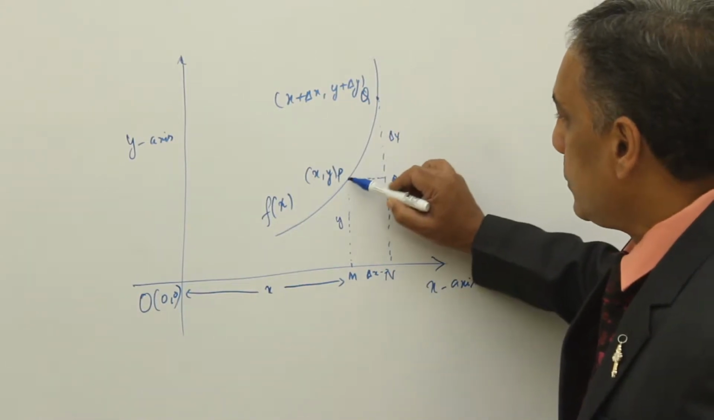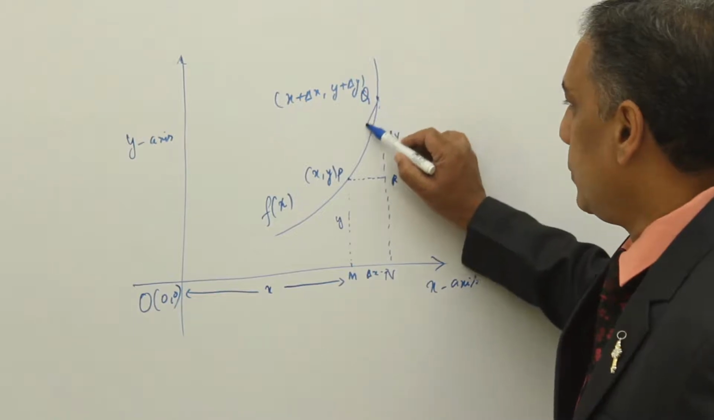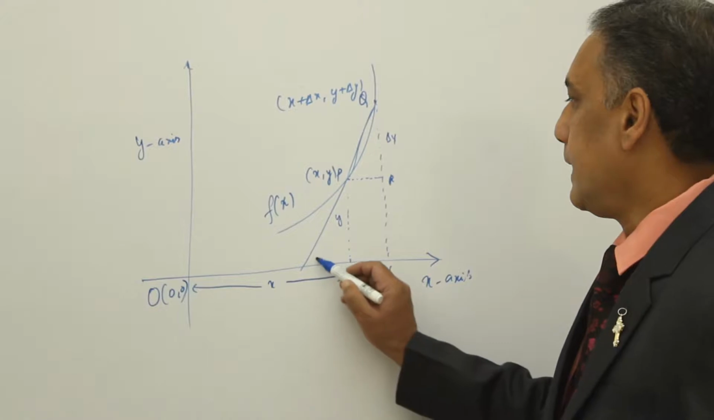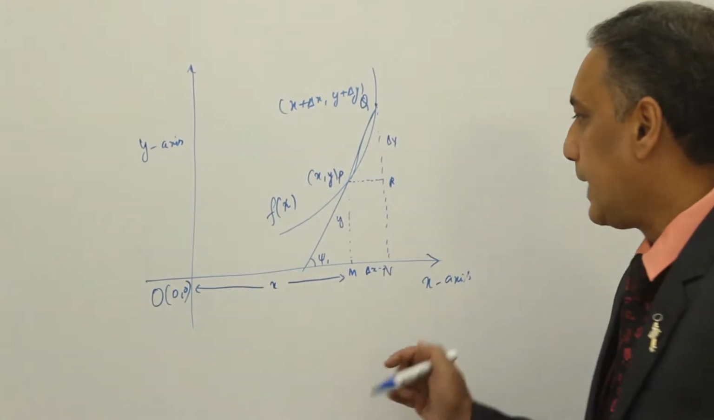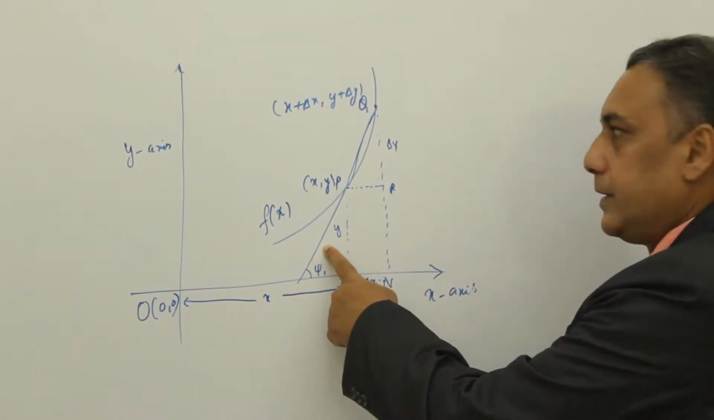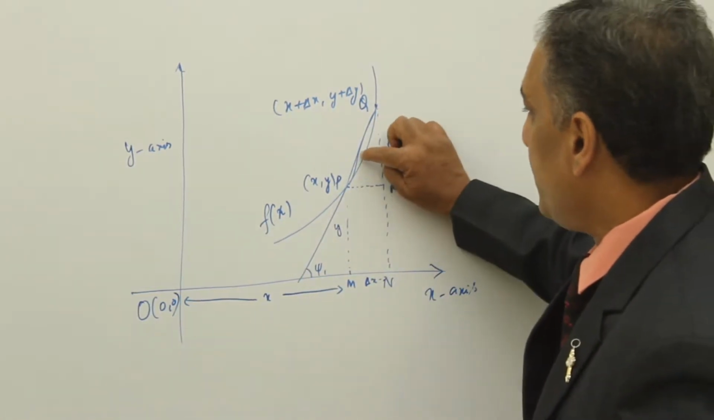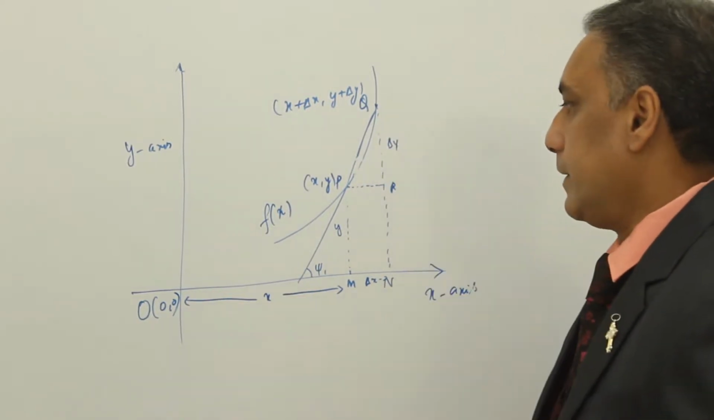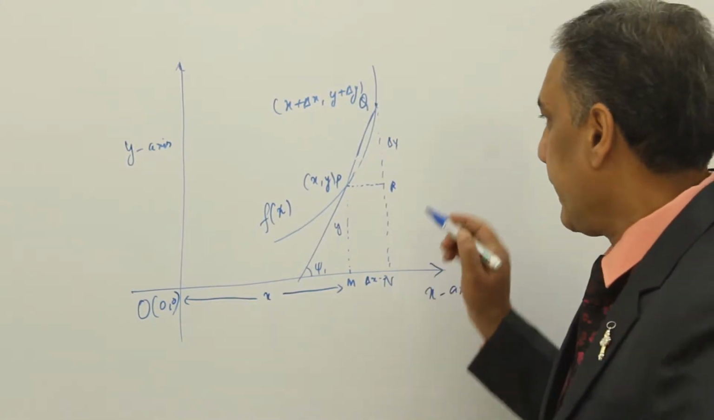So if you join these two points and produce the line, that is from Q to P, consider this angle to be phi1. That is the angle made between the x-axis and this secant, because it is cutting the curve in two distinct points P and Q. So that is nothing but a secant. It is making an angle phi1 with the x-axis.